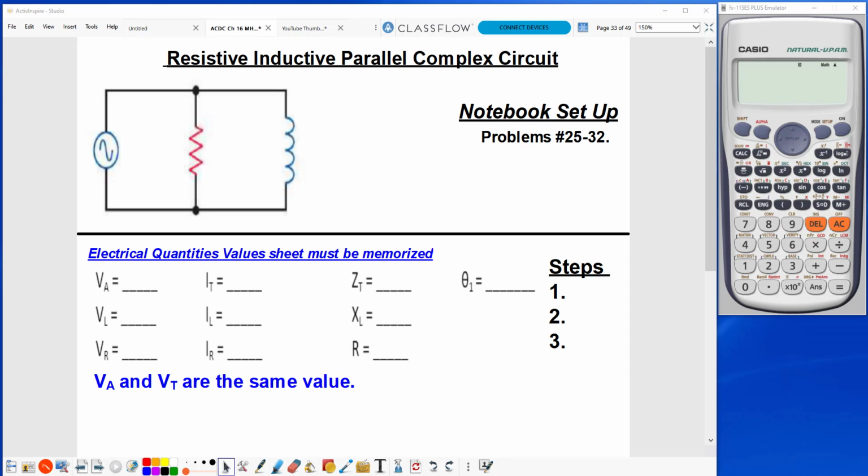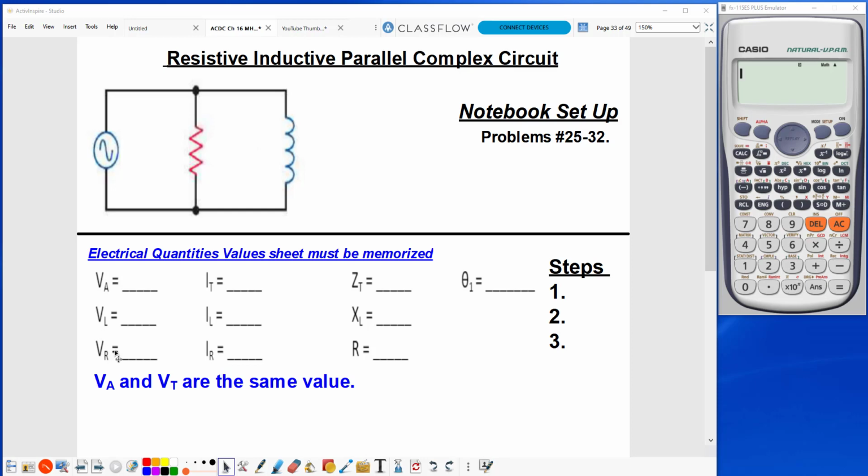In this video, I will be calculating the values for a resistive, inductive, parallel complex circuit from the Chapter 16 math handout, problem number 29. So we're looking here at the way that we need to set our notebook up.